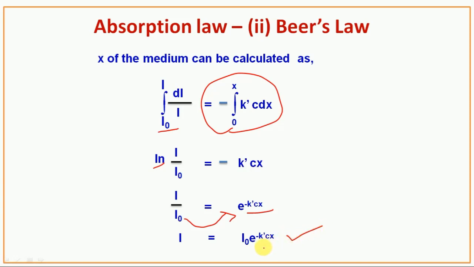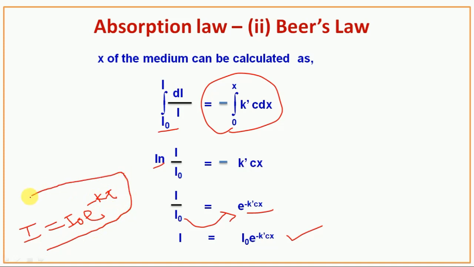What is the difference between Lambert's law equation and Beer's law equation? In Lambert's law equation, I is equal to I naught e power minus kx. Here in Beer's law, the concentration is additionally present. This is Beer's law, this is Lambert's law.